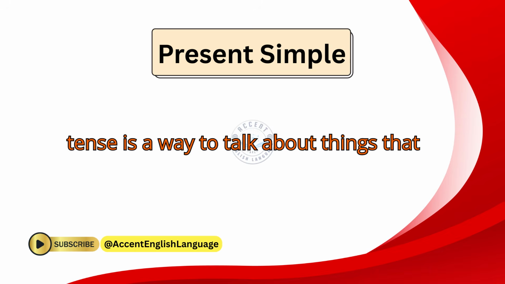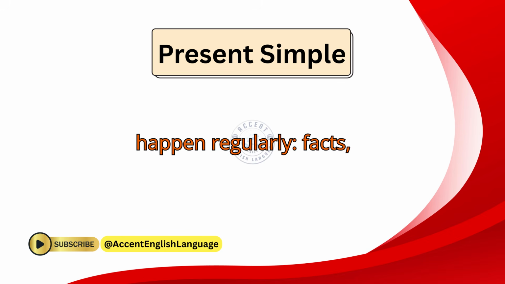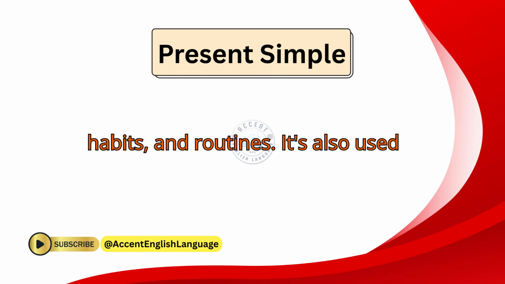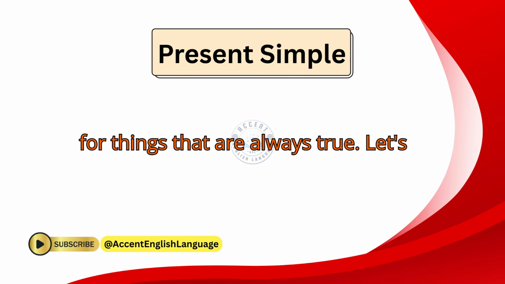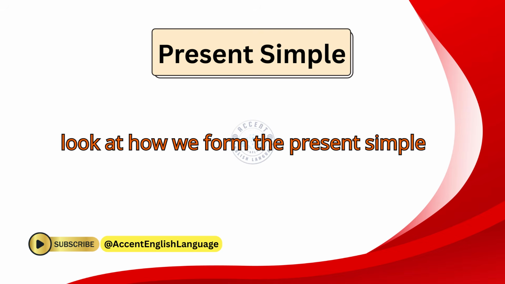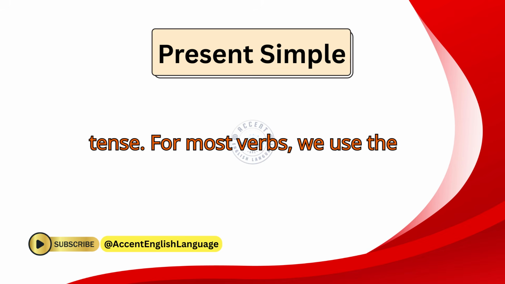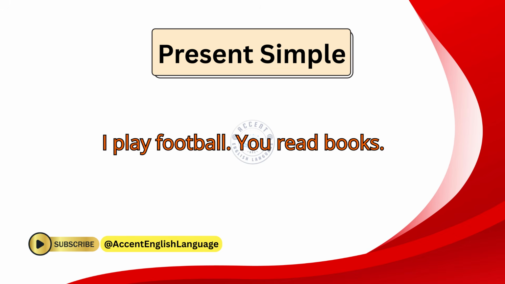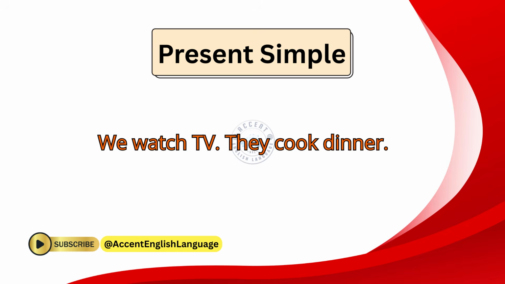The present simple tense is a way to talk about things that happen regularly, facts, habits, and routines. It's also used for things that are always true. Let's look at how we form the present simple tense. For most verbs, we use the base form of the verb. For example, I play football. You read books. We watch TV.